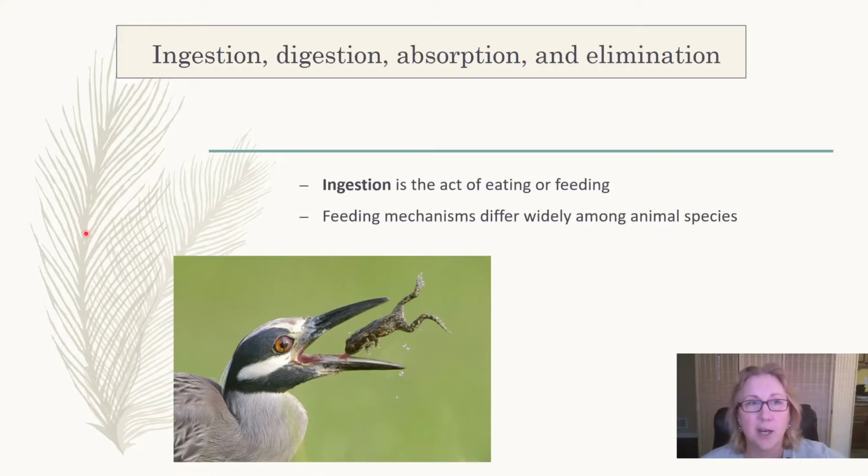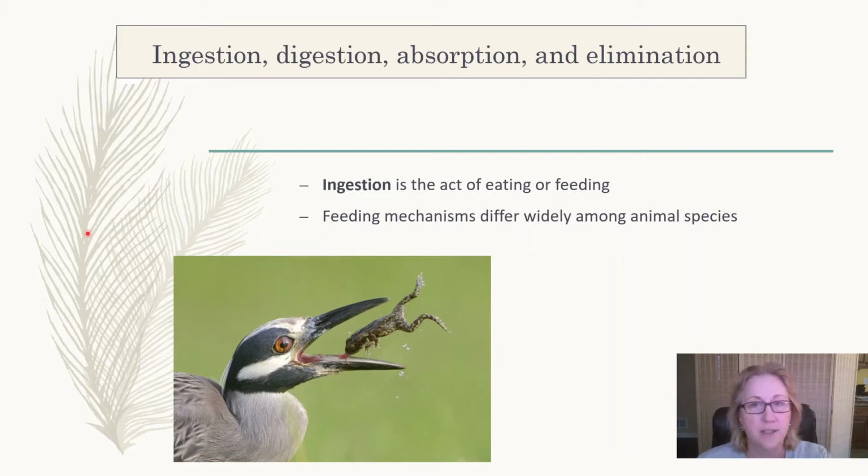All right, let's talk about the next step in talking about digestion. What actually happens at each step of the process? So there are 4 main steps with food consumption for heterotrophs like animals: ingestion, digestion, absorption, and elimination. And we'll talk mostly about the first 3 of those.